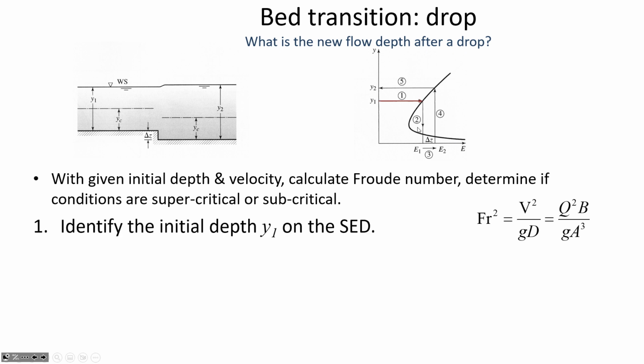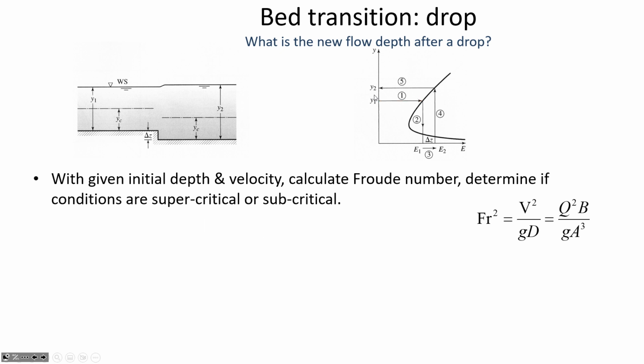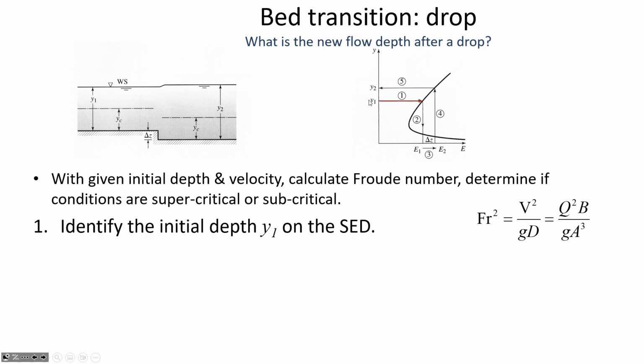So we start off with a depth at Y1 on the specific energy diagram. So you can see I'm toggling back and forth with that new line. A certain depth gives you a certain point on the specific energy diagram, and you go down to find E1. So that's the amount of energy associated with that depth. So how do you find E1? Well, you can either use the diagram or you can just calculate it.